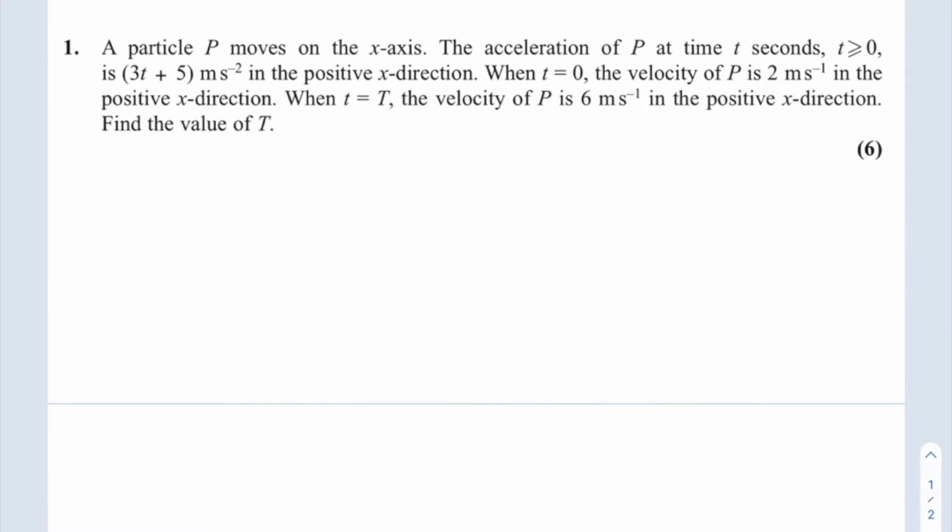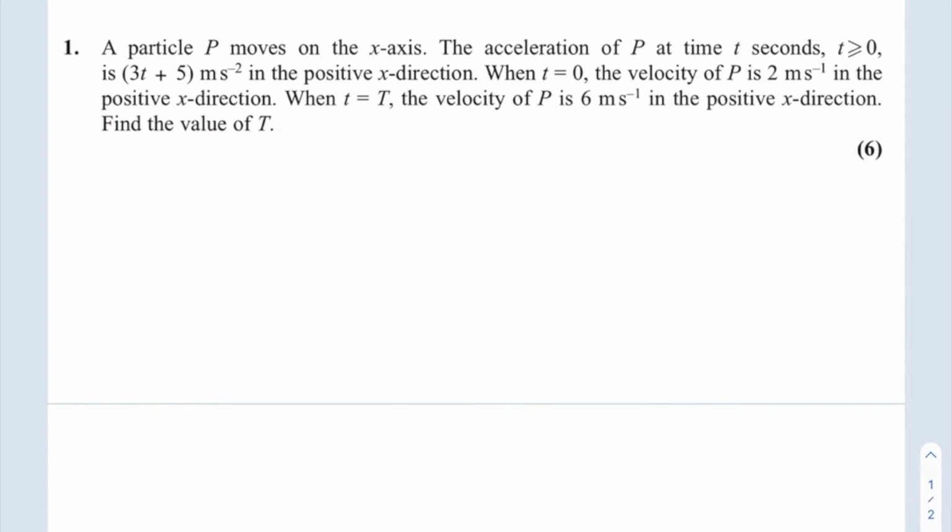So next bit of information in the question says when t equals 0, the velocity of the particle is 2 meters per second, also in the positive x direction. And when t equals capital T, the velocity of this particle is 6 meters per second. And for 6 marks, we're asked to find the value of this capital T.